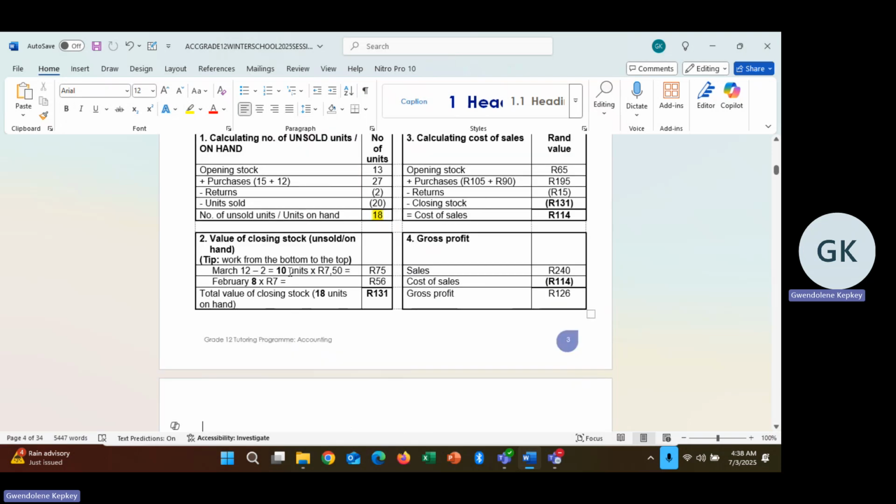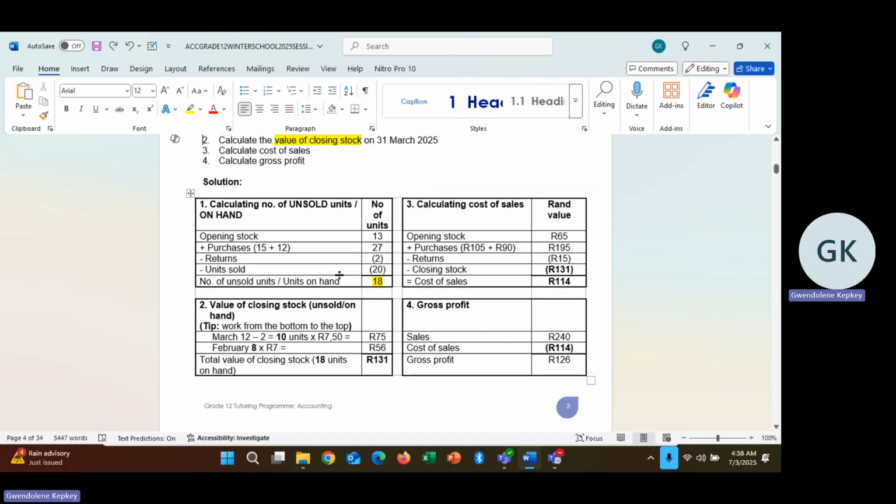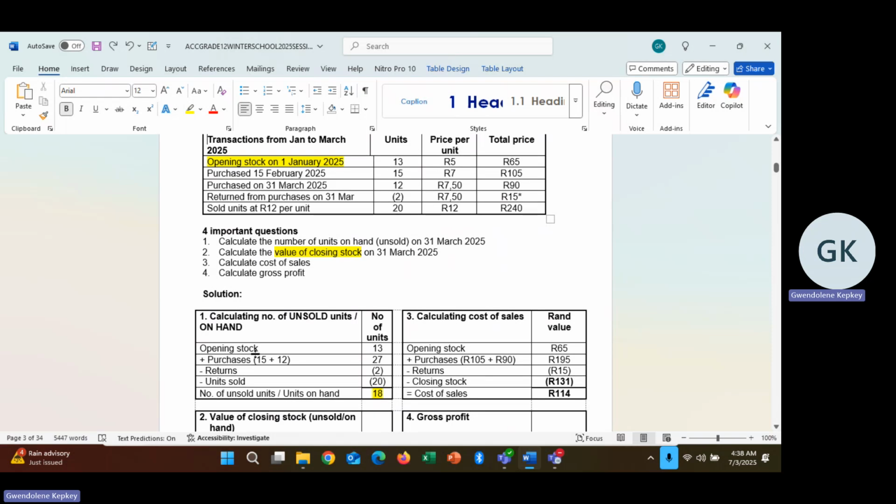I have 10 items left of March at the price of R7.50. It gives me a rand value of R75. Sorry, Grade 12. Then we need to move on, and we now need to check. That 10 doesn't bring me to my 18 yet. Therefore, you must now deduce that the other 8 items that the business has left must be of the items that were purchased in the month of February.